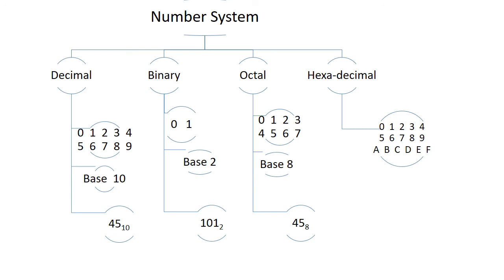So if you want to represent the decimal value of 10 in hexadecimal, you write A. Because you have 10 digits and 6 characters, the base for this is 16. So you write the number as 45 base 16, which indicates 45 belongs to the hexadecimal number system.